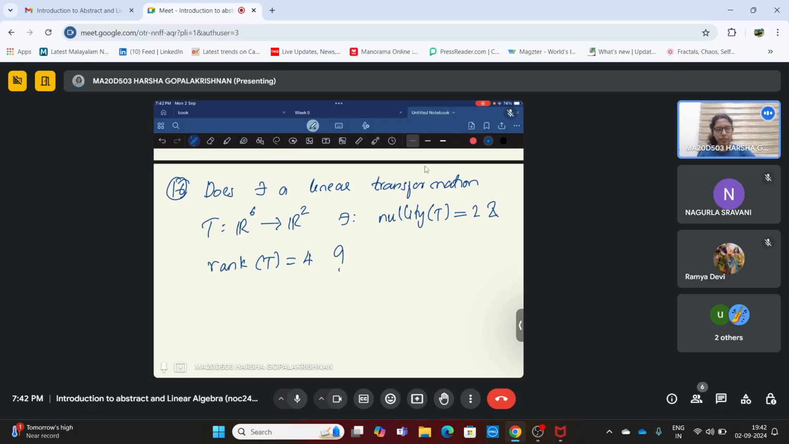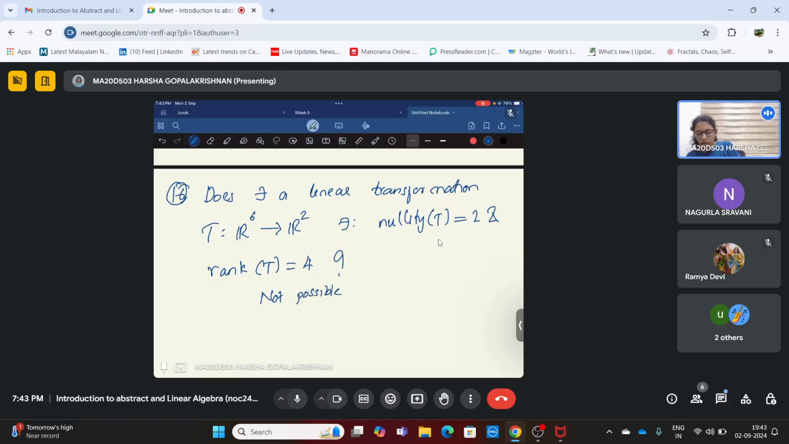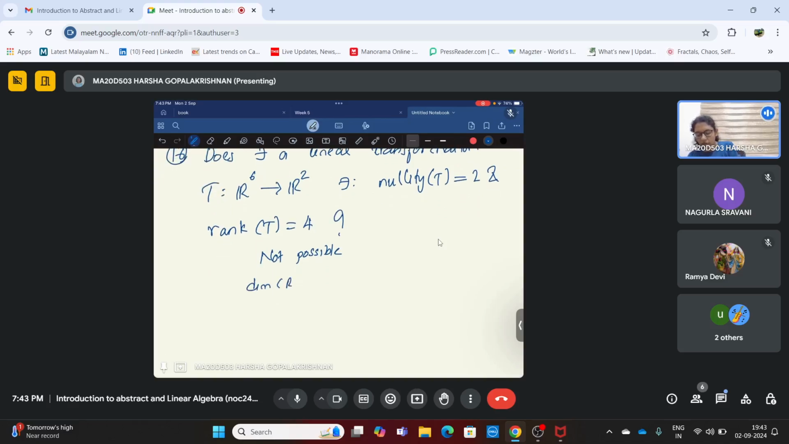Okay, what is rank? Rank means dimension of range, and range is a subspace of R2. Now, just after this statement, you can say easily, does there exist a linear transformation? So this is not possible, right? Obviously this is not possible because rank is given as 4, that is, dimension of range equals 4. It is a contradiction to range being a subspace of R2. Range is a subspace of R2, so range can have maximum dimension 2 only. So if it is 4, it is not possible.